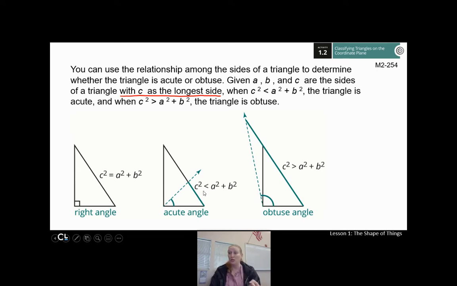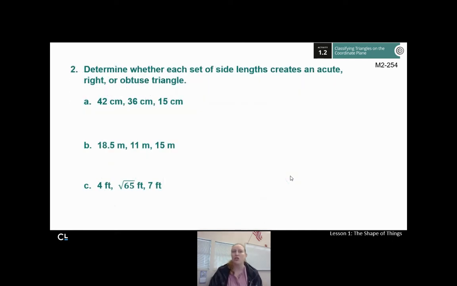If c squared is too small, it's an acute triangle. And if c squared is too big, it's an obtuse triangle. So go ahead and try this out. We have 3 of them for you to try over here on number 2. I would like you to use these side lengths to determine whether or not they create an acute, right, or obtuse triangle. Go ahead and use that method we were just looking at with the Pythagorean theorem. So hit pause, work this out, and then hit play when you're ready to check your work.